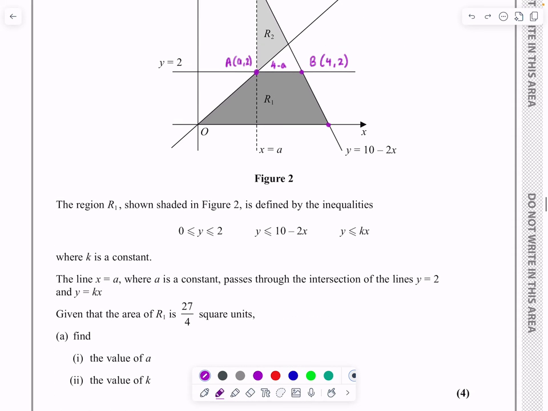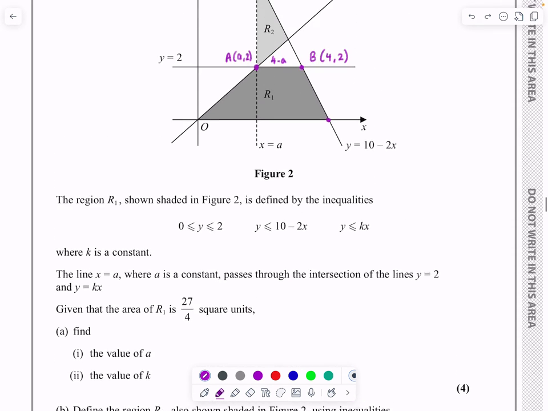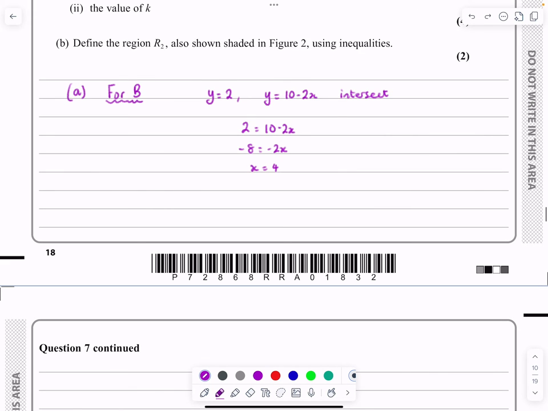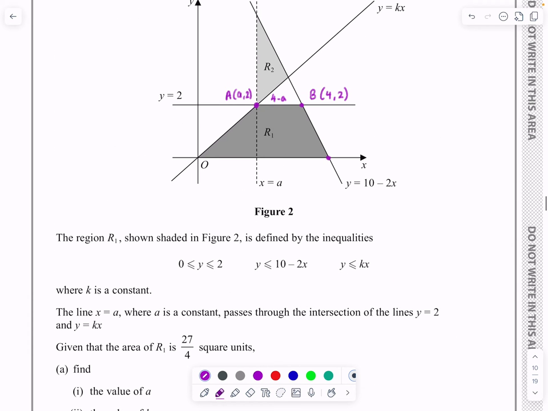Let's work out what point C is now. So point C is going to be where the line 10 minus 2x equals 0. So that's nice and easy. Again, just explain it to the examiner. For point C here, we're going to say 10 minus 2x is equal to 0, which gives me straight away x is going to be equal to 5. So I now know that's the point (5, 0).